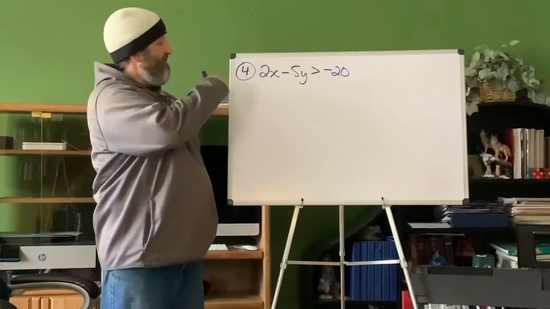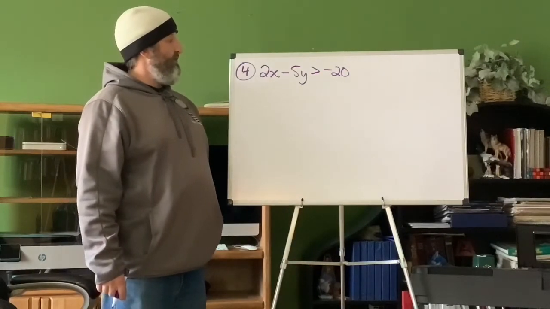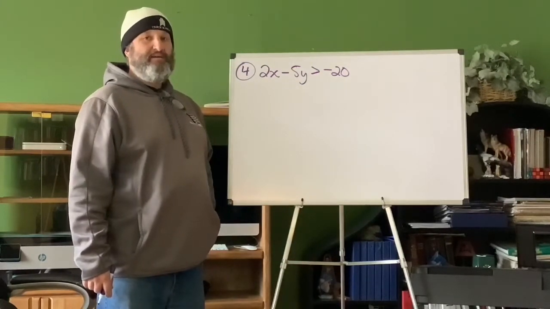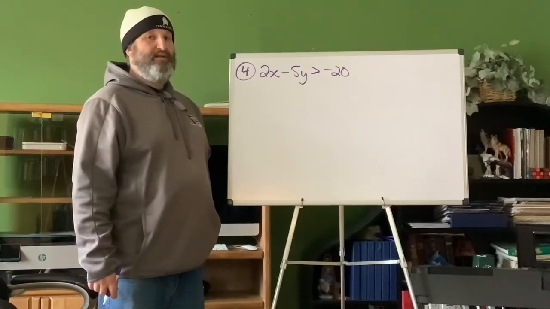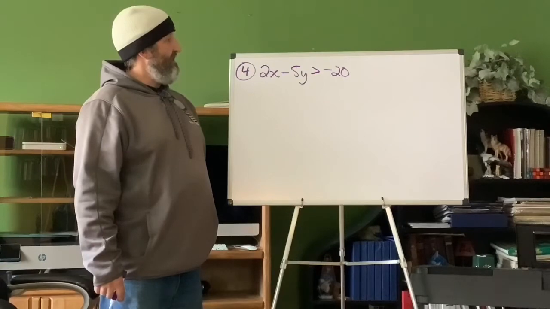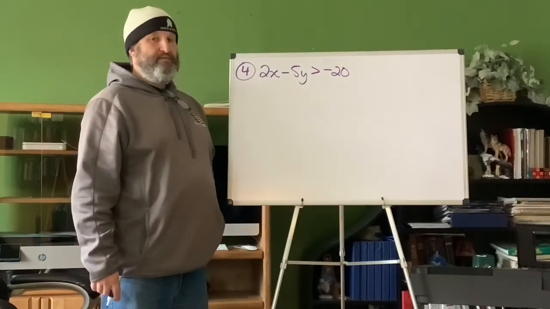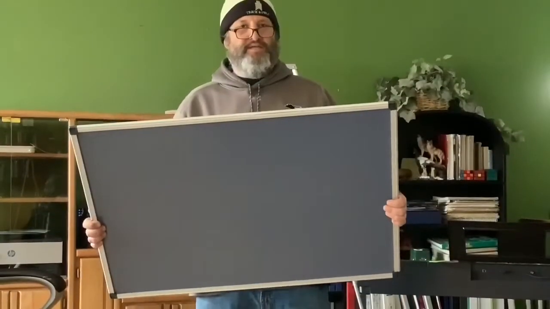All right, here we go. Problem number 4. Now, do the whole thing. Solve for y. Come on, be a good kid. Join Brandon Ott. Solve for y, and then solve it and graph it. Okay, get to work. All right, did you guys get it done?